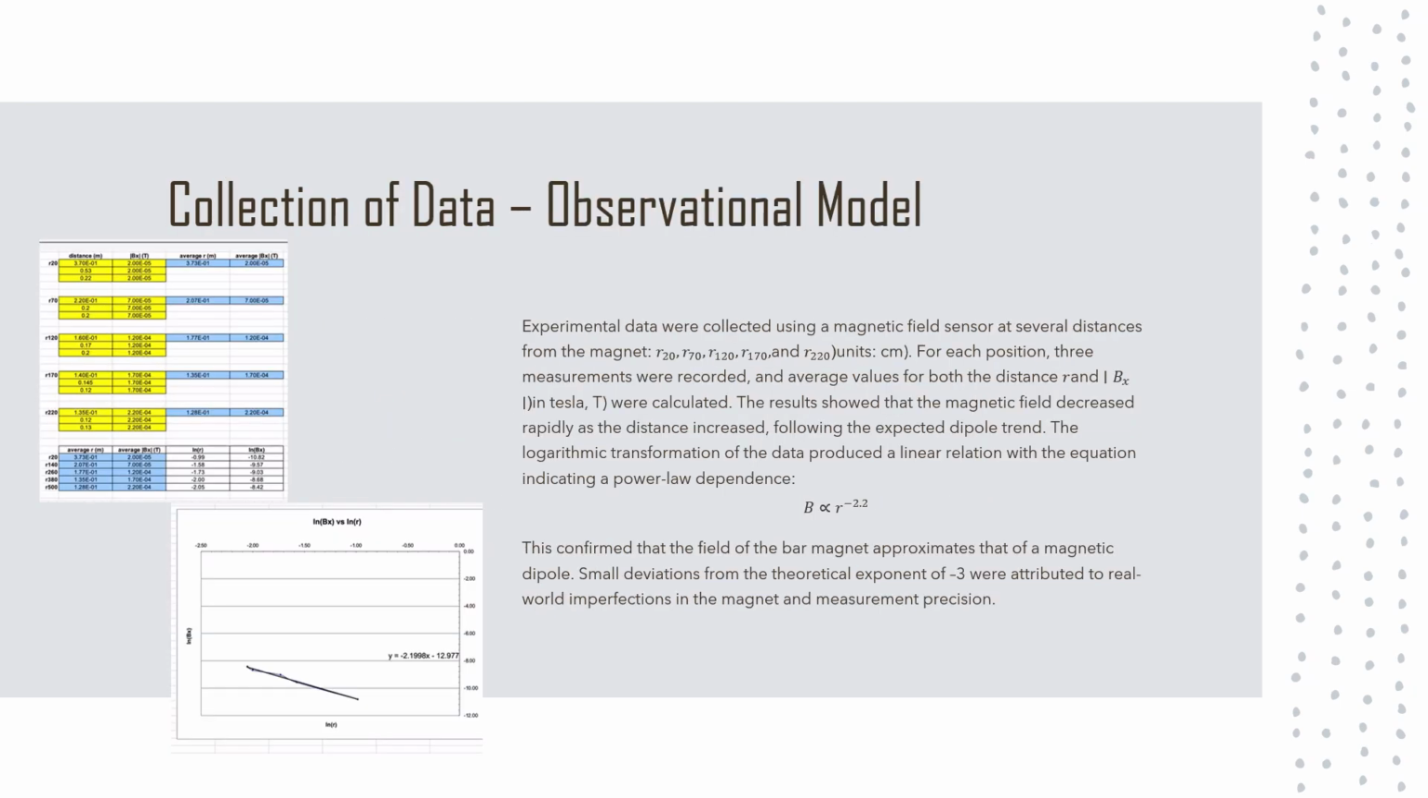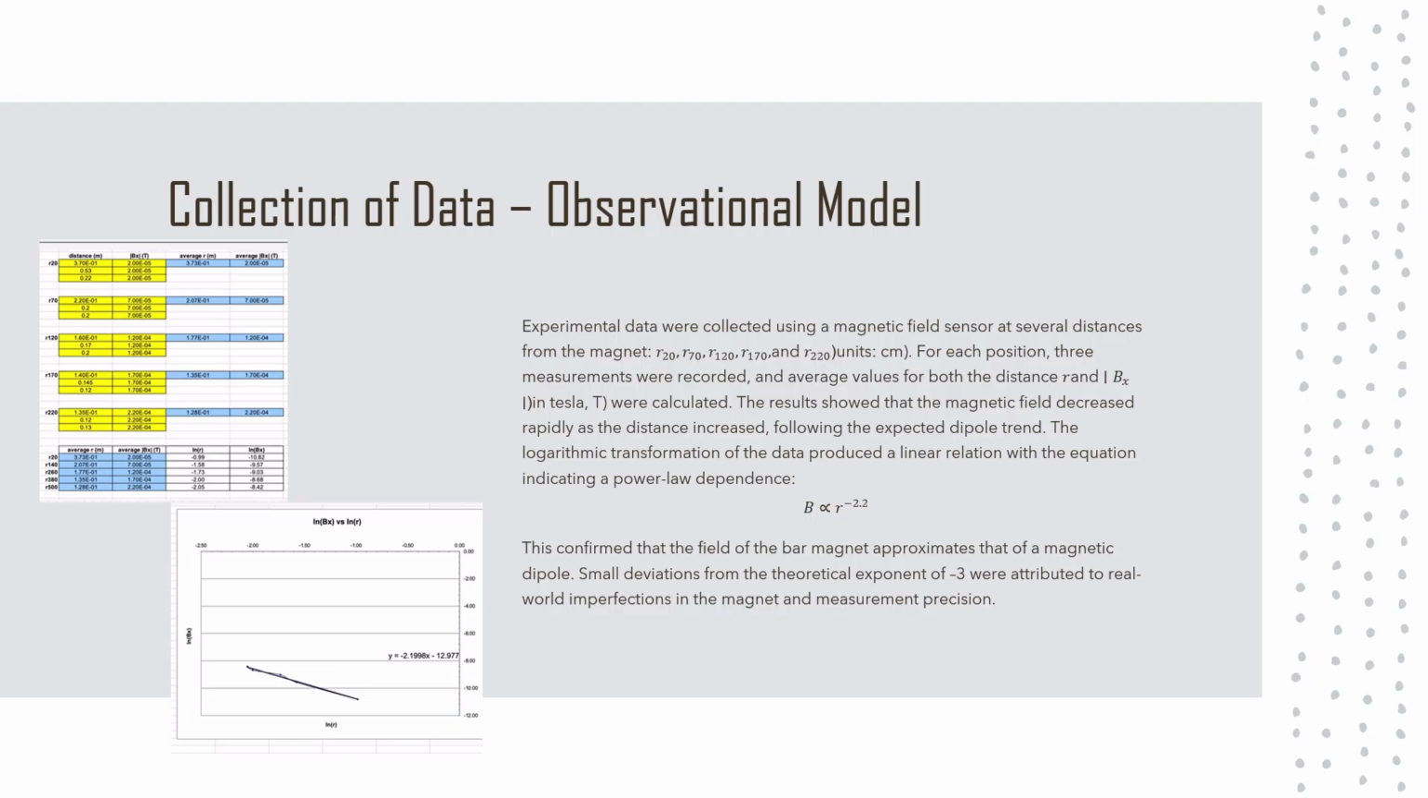Experimental data were collected using a magnetic field sensor at several distances from the magnet: 20, 70, 120, 170, and 220 centimeters. For each position, 3 measurements were recorded. Average values for both distance r and Bx in Tesla were calculated. The results showed that the magnetic field decreased rapidly as the distance increased, following the expected dipole trend. The logarithmic transformation of the data produced a linear relation with the equation, indicating a power-law dependence.